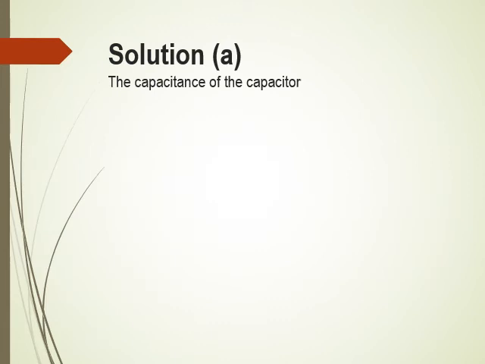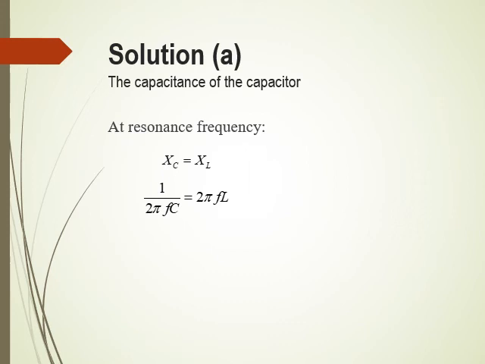Question A. Calculate the capacitance of the variable capacitor. Now, since you know this is a question related to resonance frequency, let's look at the characteristics of the circuit when it is at resonance frequency. So Xc equals XL. Expand the equation. You have 1 over 2 pi FC equals 2 pi FL. So if you look at the circuit, you have all of the information. So substitute the values into the equation and you will get capacitance C equals 1.78 farad.